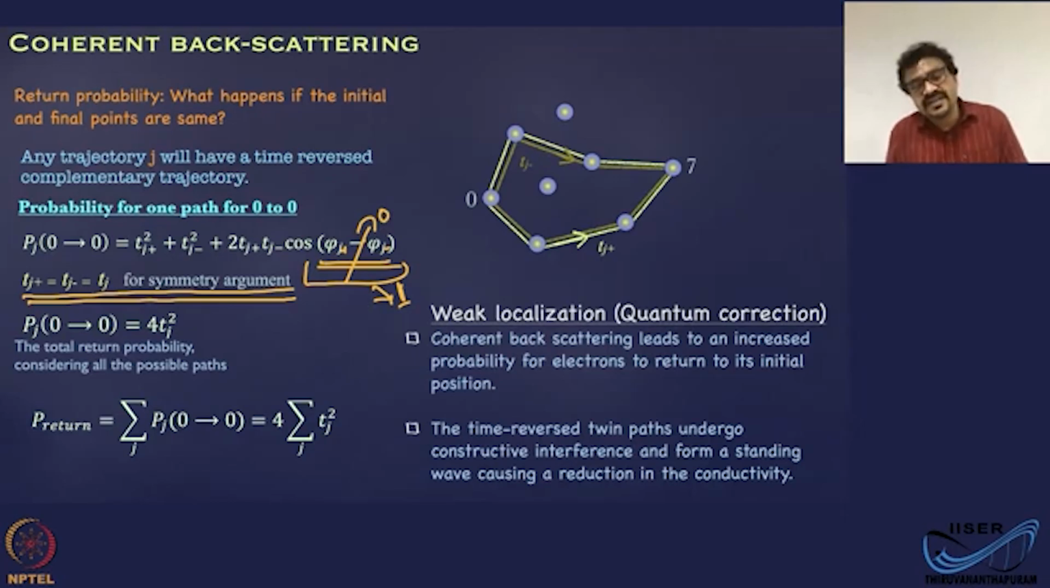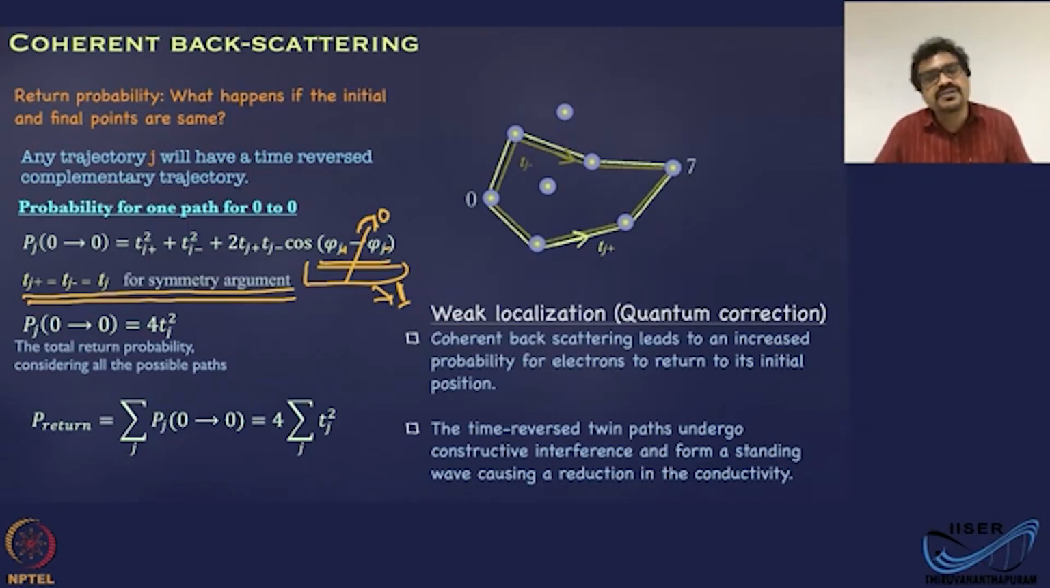Now what you are seeing here is that there is substantial probability for the electron to come back, that is 4 times Tj squared. The amplitude of propagation is Tj, but there is a 4 times probability for the electron to return to the same point. What that means is the forward propagating and the reverse propagating paths undergo constructive interference, since phi j plus and phi j minus are the same phase. Whichever way it goes and comes back, they undergo constructive interference, and the electron undergoes something like a localization. It is localized in that path, and there are multiple paths, so the electrons are localized in all the forward and reverse propagating paths.